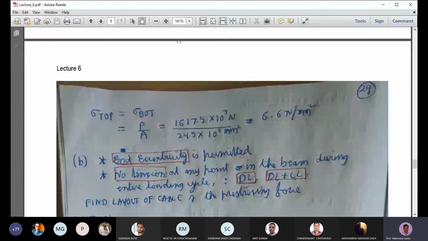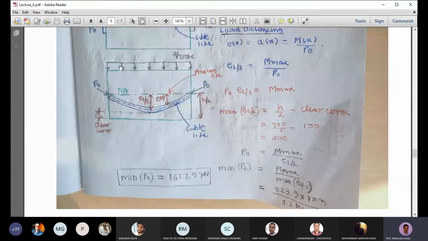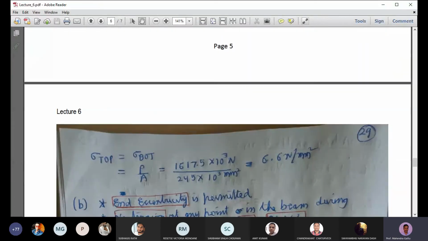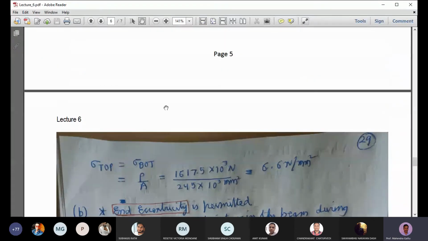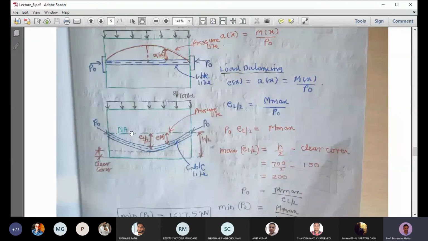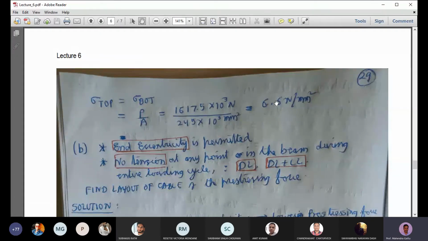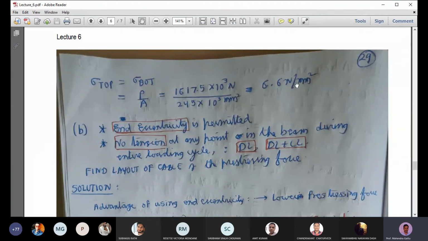Then we'll go to the second scenario. If you provide a cable like this, what will be the stress in the concrete? The pressure line is coinciding with the neutral axis here, so this entire beam will be in a state of pure compression. The top fiber and the bottom fiber will have uniform stress, and that will be P0 by A. So sigma top, sigma bottom is P by A. The area is 245 times 10 power 3, and P is 1617 kilonewton, so it's coming around 6.6 megapascal.